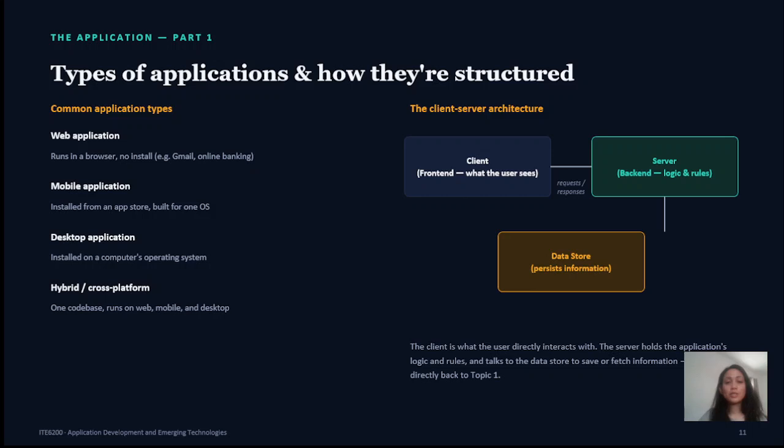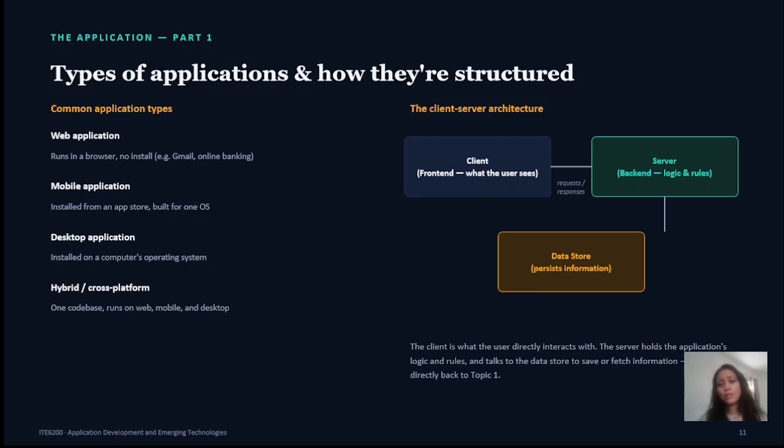There are types of application and how they are structured. The common application types are web application. It runs in a browser and doesn't need to be installed. Mobile application is installed from an app store, built for one OS. Desktop application is installed on a computer's operating system. Then there is hybrid and cross-platform. One code base runs on web, mobile, and desktop.